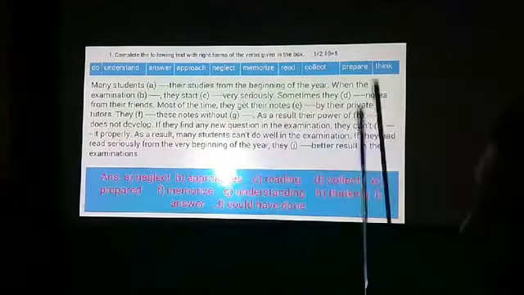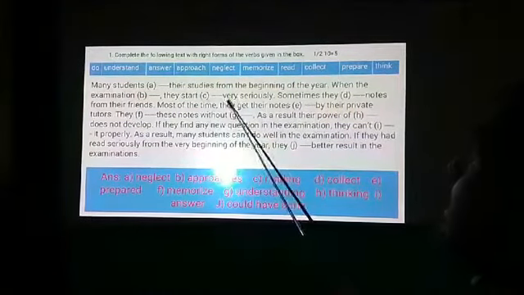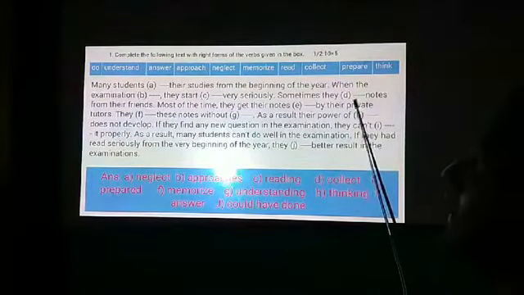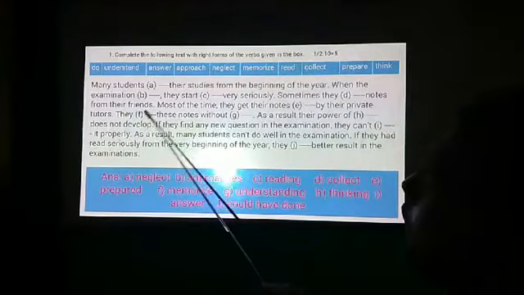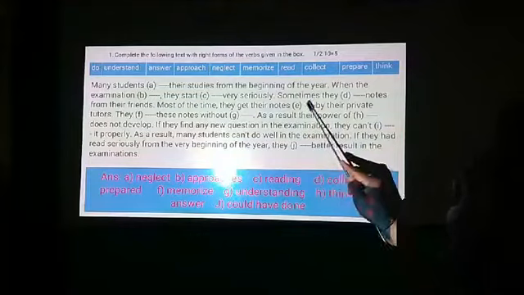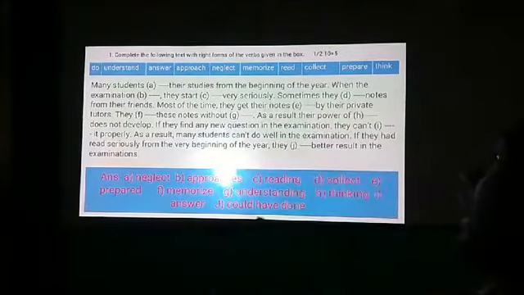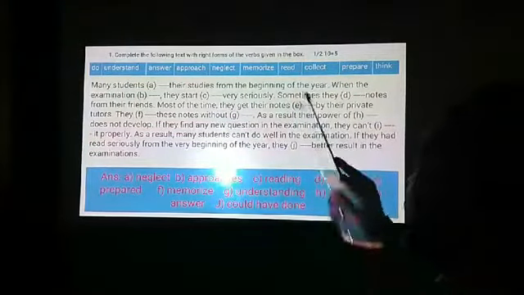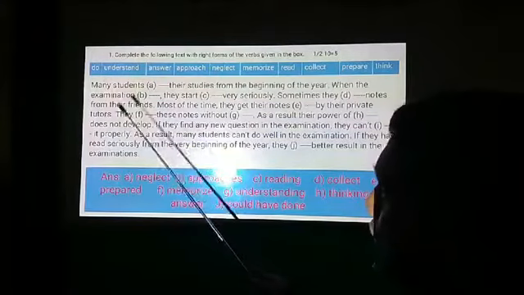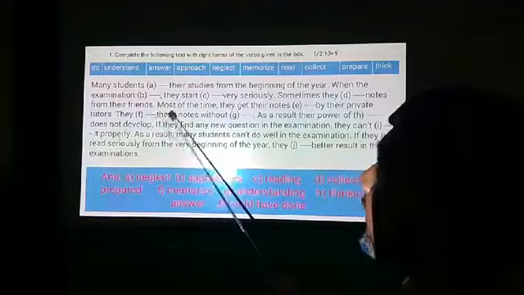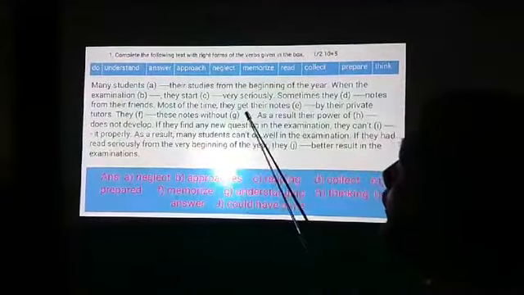So like this. Dear students, they start very seriously. Sometimes there is a subject, so I have to use a finite verb from the notes, from the phrase. Most of the time they get their notes. Now, before this gap there is no subject directly, so I have understood a non-finite verb should be used. Before this gap there is a subject, so here the verb should be finite. Before this gap there is no subject, so the verb will be non-finite.